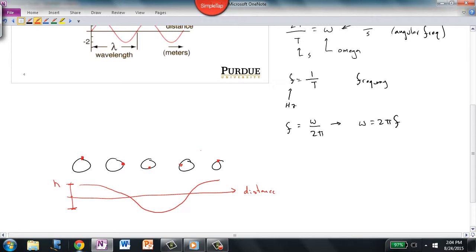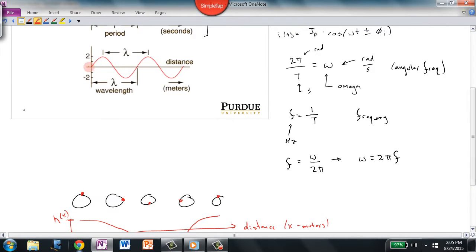And what I'm showing here is that the height variable is dependent on distance in this case, or it's a distance harmonic function. So I would write this as h of x, and I would write this as distance, typically as an x in meters here. And what I've done up here is I've just plotted a sine function where the dependent variable is distance measured in meters.